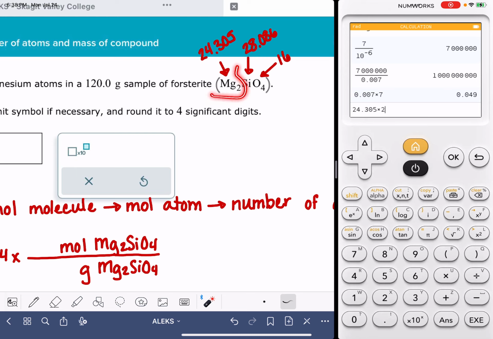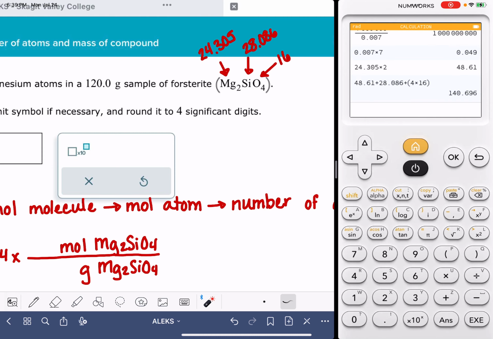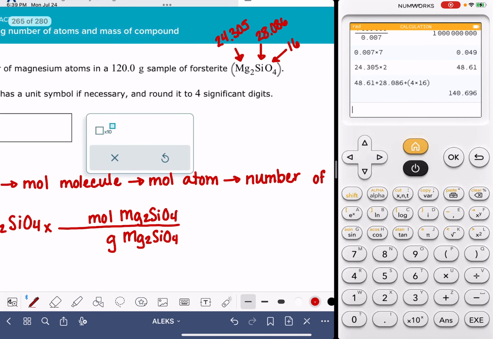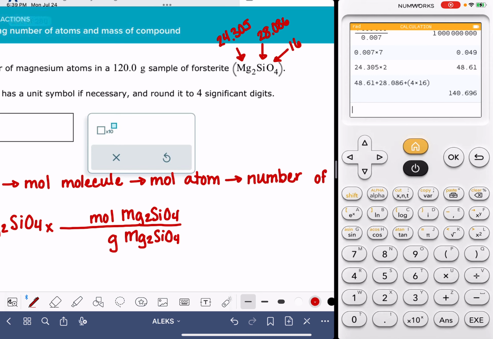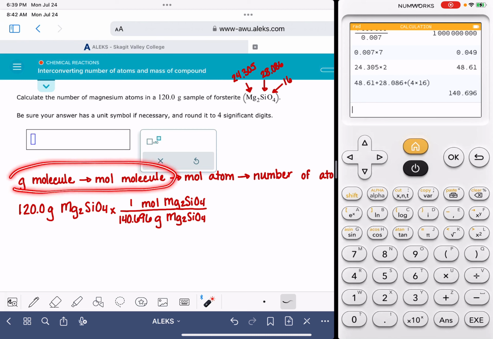So adding up this mass, I've got 2 magnesiums, which means I need 2 times the mass of the magnesium. And then I'm going to add 1 silicon, just 1, 28.086. And then I'm going to add 4 oxygen atoms. And I'm getting a mass of 140.696. So that means that 1 mole is 140.696 grams. So this first step accomplishes this part of the conversion.